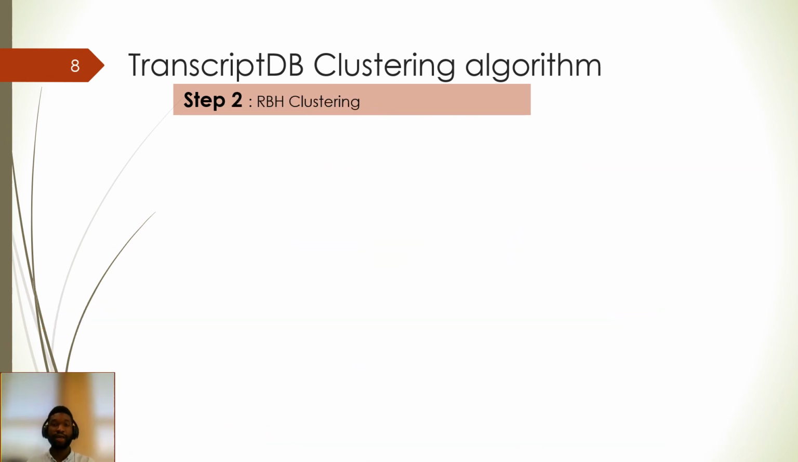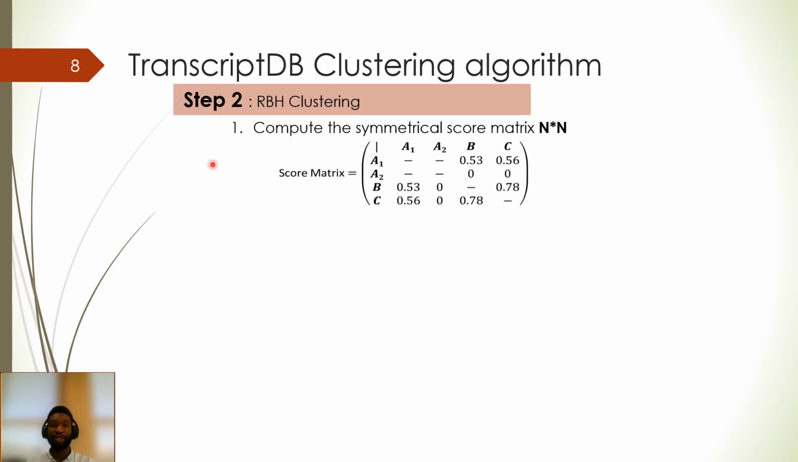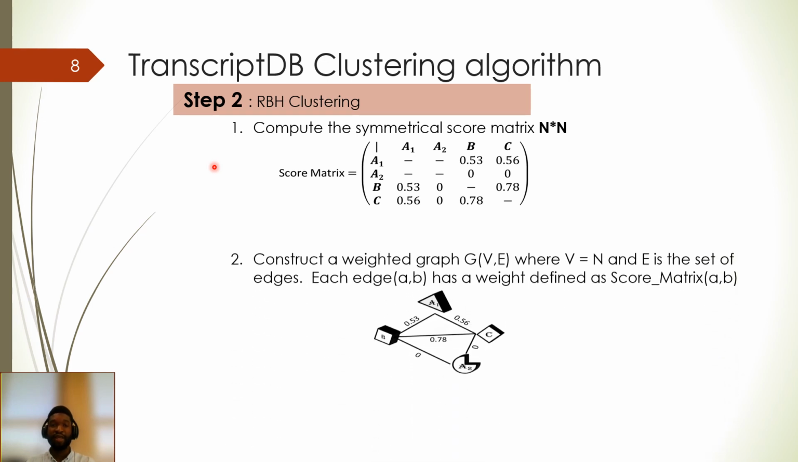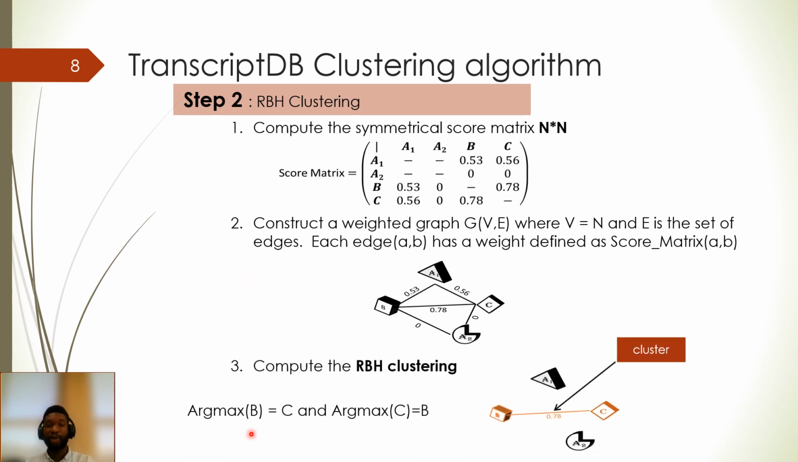So the second step, the reciprocal-based clustering, consists first of computing the symmetrical score matrix, which resumes all the pairwise transcript similarity scores. Then we construct a graph based on the score matrix where the nodes represent transcripts and edges have weights equal to the corresponding score in the previous matrix. Finally, we conserve transcripts that share the best score together.